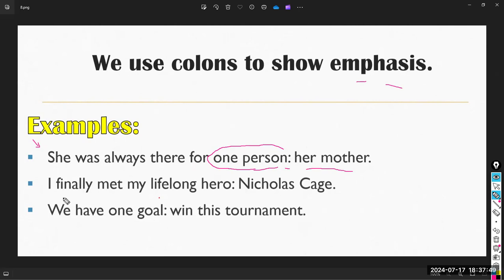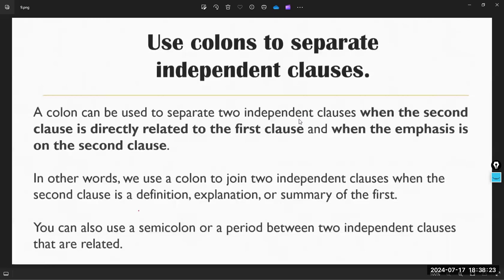The next example is saying, I finally met my lifelong hero. Who is he or she? Colon, Nicolas Cage. So this is the emphasis I want to mention. Finally, we have one goal. What is that goal that you meant? Colon, win this tournament. Okay? So this is it. Now, if you want to emphasize something, absolutely, you have to write the colon and you have to write that emphasis.